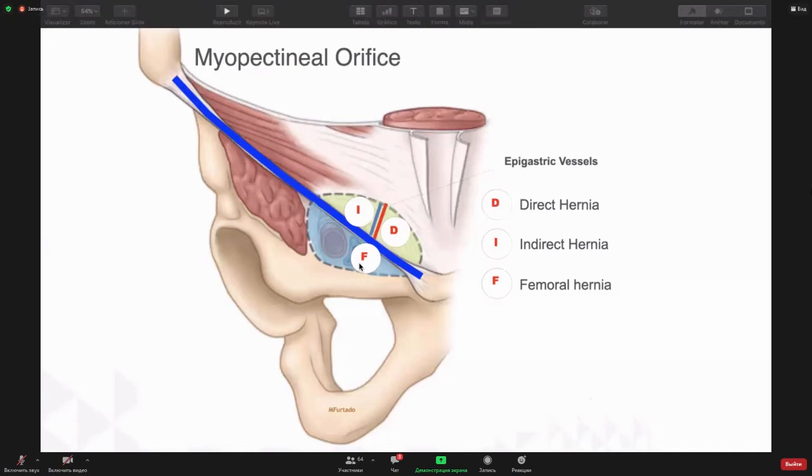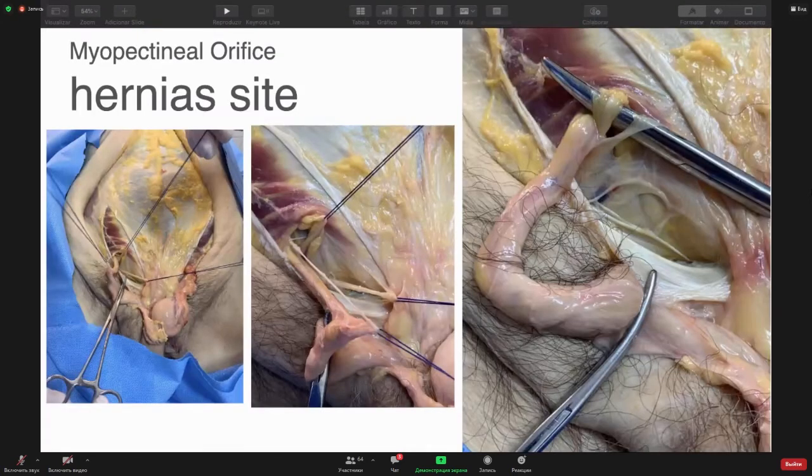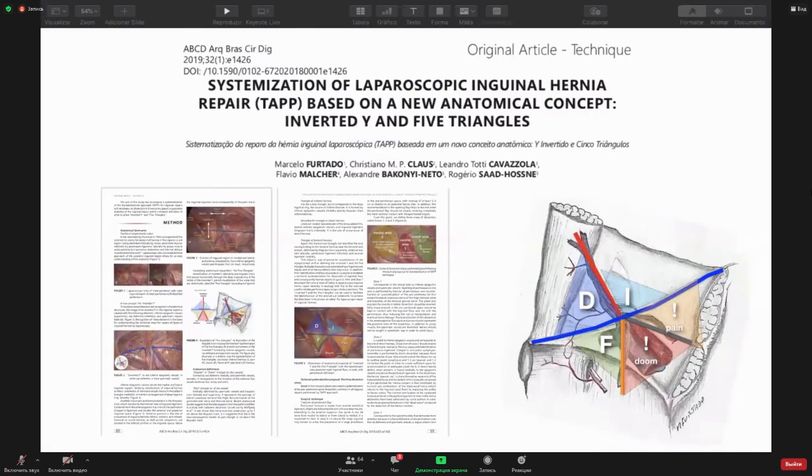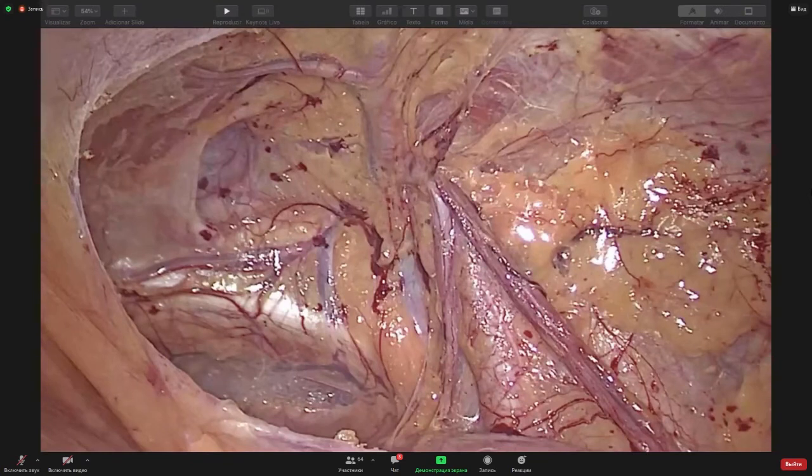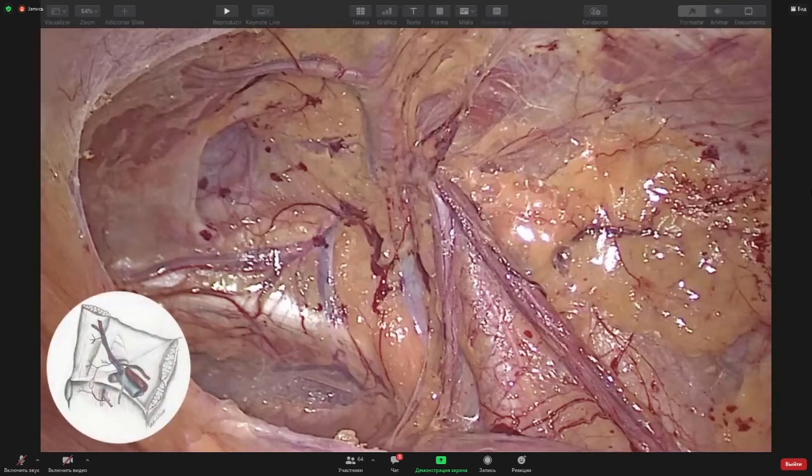This is important for understanding the anterior anatomy, and now I will talk about the posterior anatomy, some important aspects based on this paper. Here we have the anatomy of the posterior laparoscopic view. This is a TAPP. The peritoneum is already open. So we have three important landmarks that we call the inverted Y.